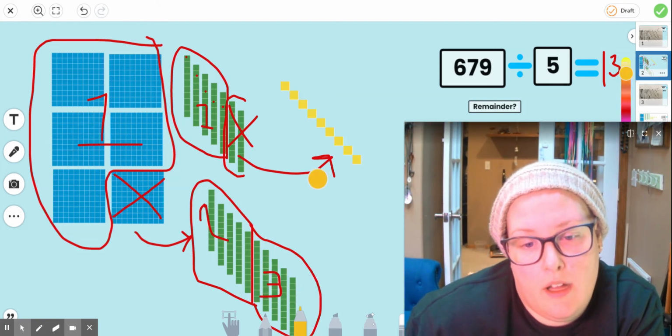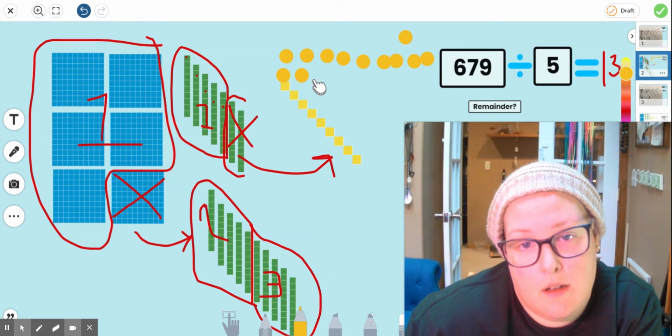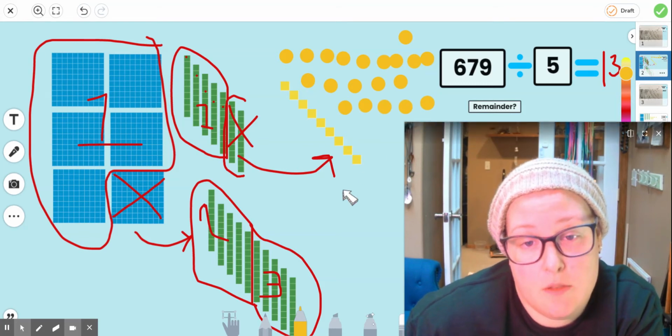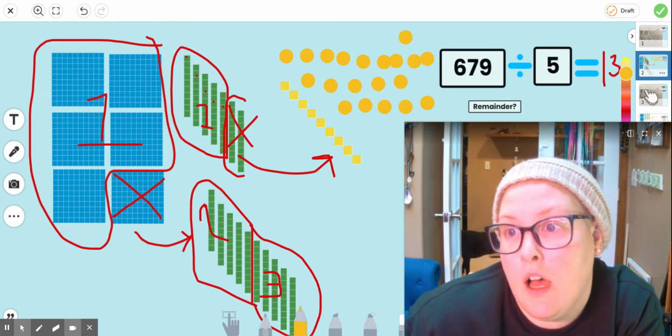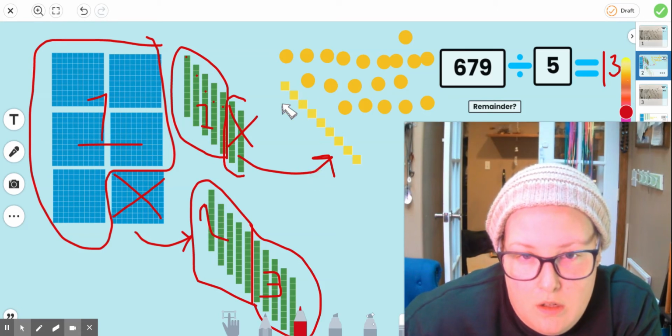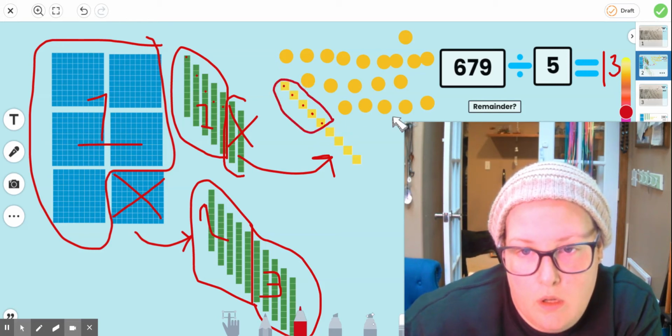I'll do yellow, and I'll make them this big. 1, 2, 3, 4, 5, 6, 7, 8, 9, 10. I don't want to cover any up. 1, 2, 3, 4, 5, 6, 7, 8, 9, 10. Okay, there's my 20 that I just dissolved. Now I need to circle groups of 5. 1, 2, 3, 4, 5. Boom.